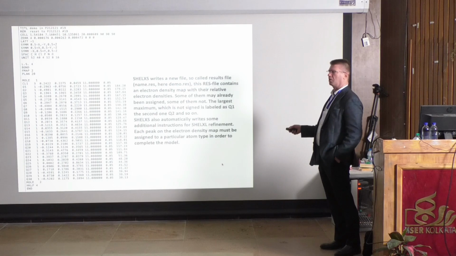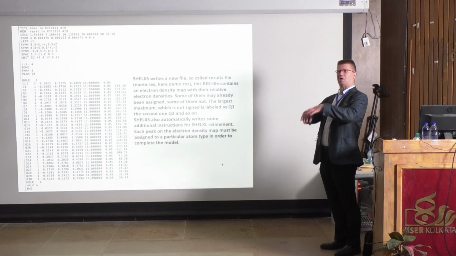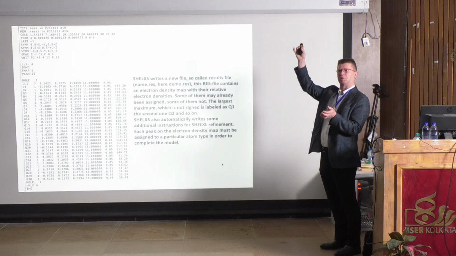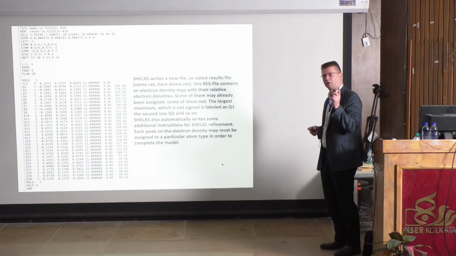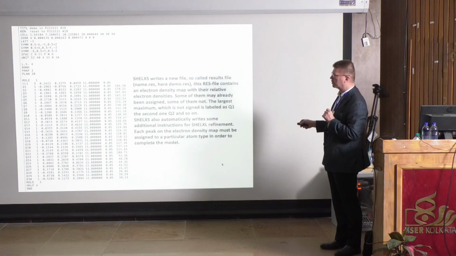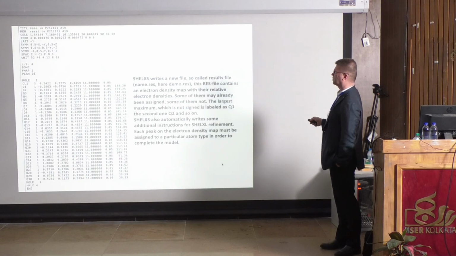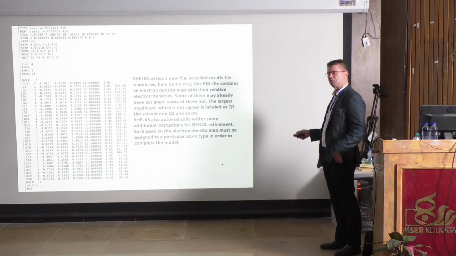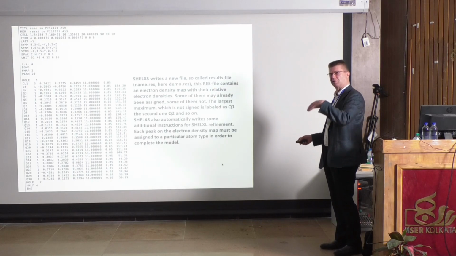Because now it sees that the peak height, the mountain, was much bigger than the others, and it knows that there's chlorine. So the program automatically assigns that heaviest peak as chlorine. All the others are unknown. So you can see it writes a new file, a results file, here demo.res. It contains the electron density map, with the electron densities as a number. They are not related to any real numbers, but they are relative numbers.